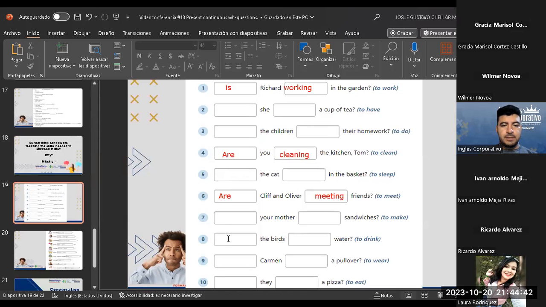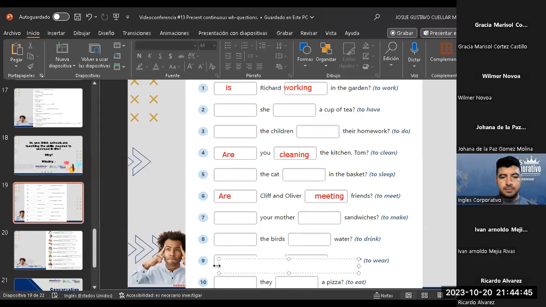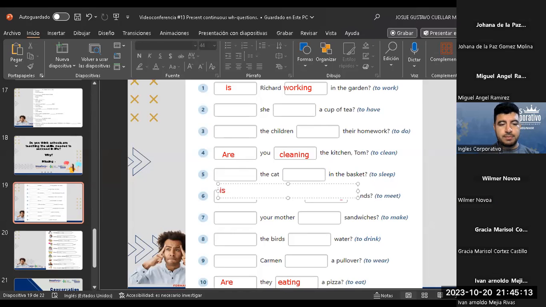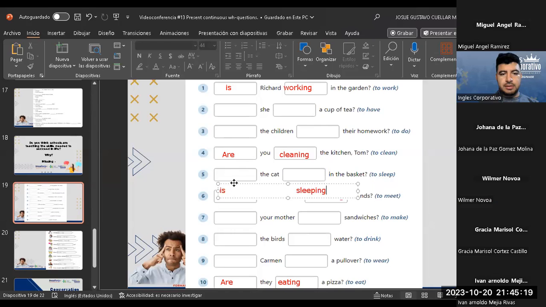Number 10. Are they eating pizza? Ajá, solo que sería eating. Bien rara esa palabra, eating, ¿verdad? Thank you. Very nice. Wilmer, Joanna, please. What number? Number five. Let's go with number five. Is the cat sleeping? Yeah, it's true.